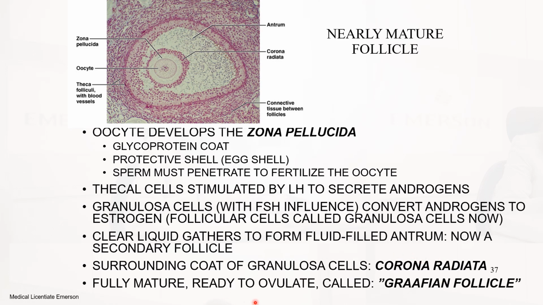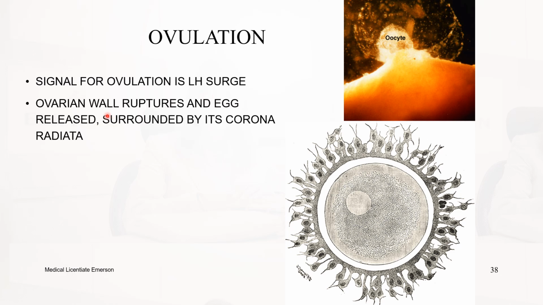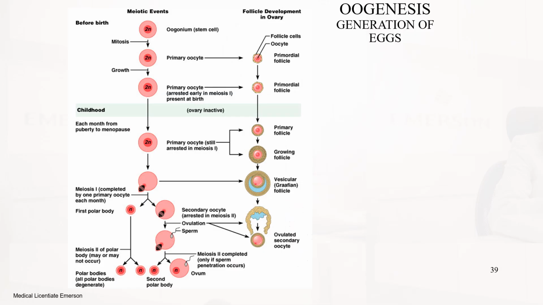Then a fully mature follicle, ready to ovulate, is called the Graafian follicle. Then in terms of ovulation, the signal for ovulation is the luteinizing hormone surge, and the ovarian follicle ruptures, and the egg is released, surrounded by its corona radiata.